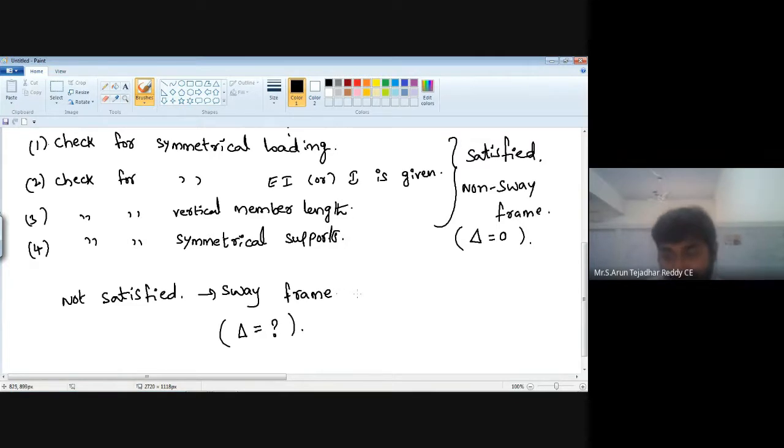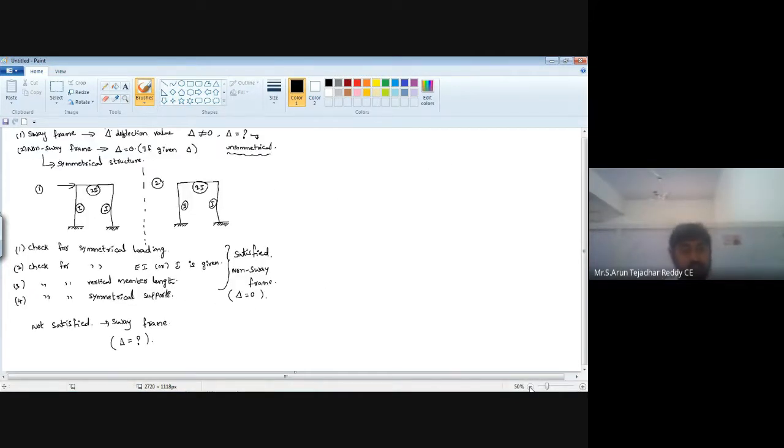Okay, now check these two diagrams. After that, tell me which one is the non-sway frame and which one is the sway frame. Can anyone please?